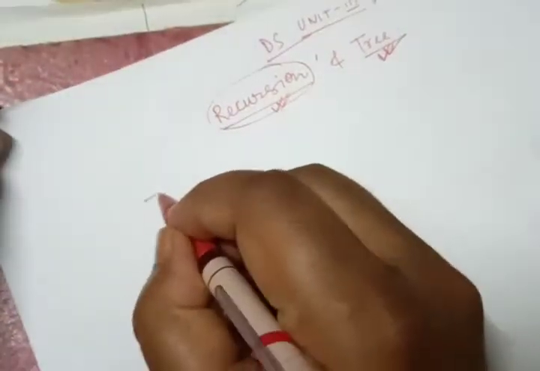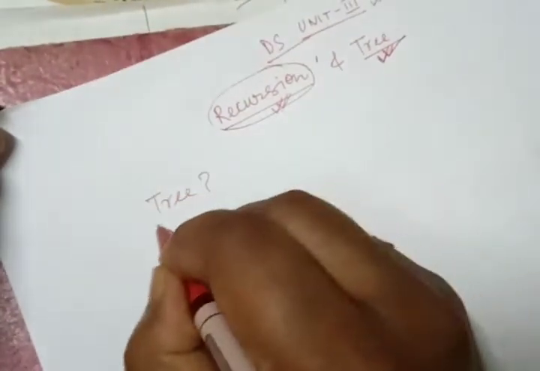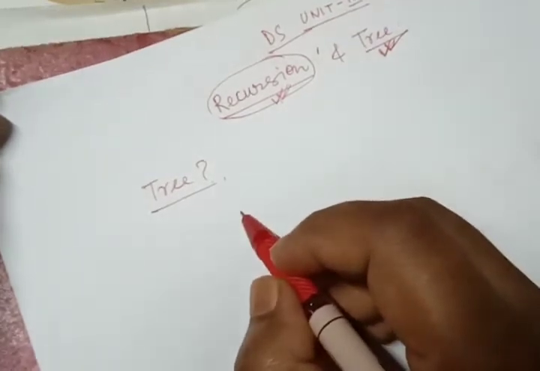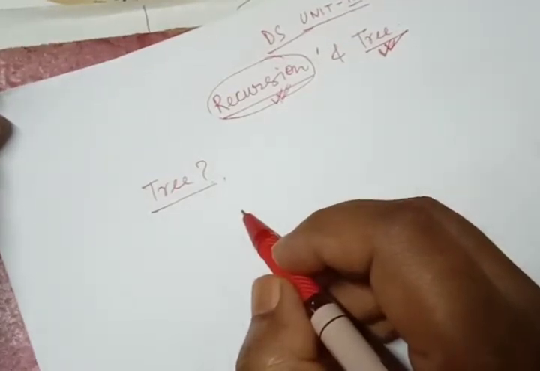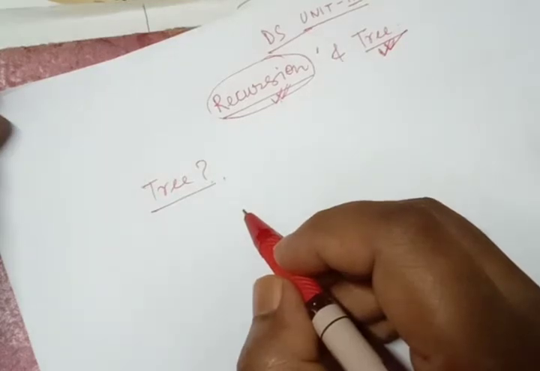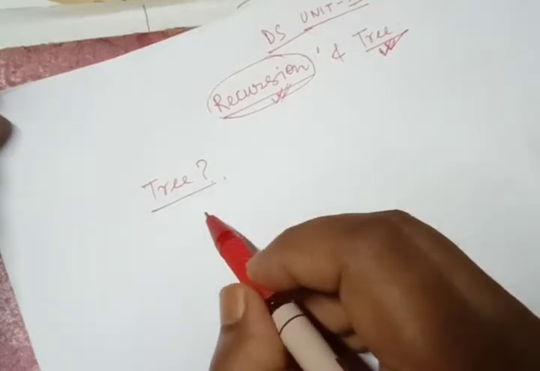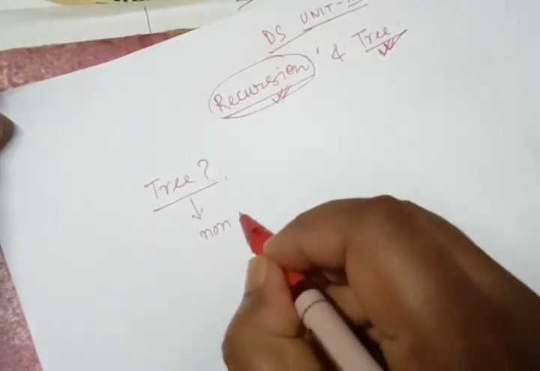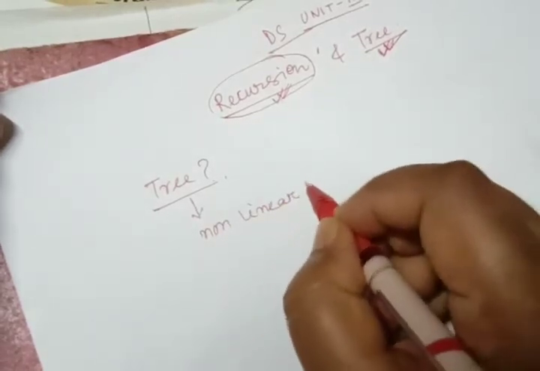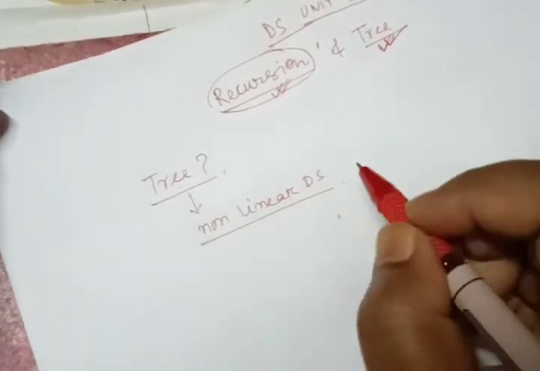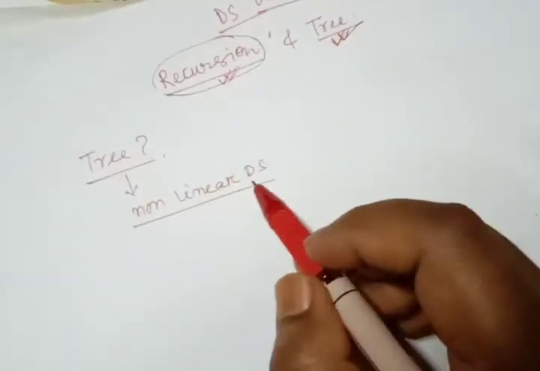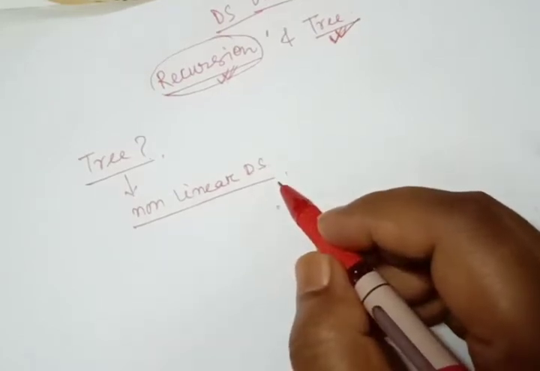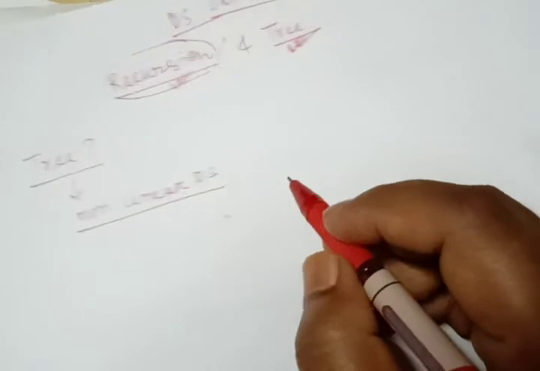Now, what is tree? As you know, there are two categories of data structure. One is the linear data structure, and the second one is non-linear data structure. And the tree belongs to the category of non-linear data structure, which is mainly used to represent data containing a hierarchical relationship between elements.